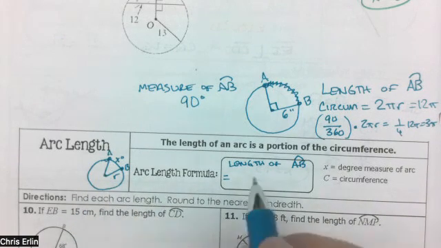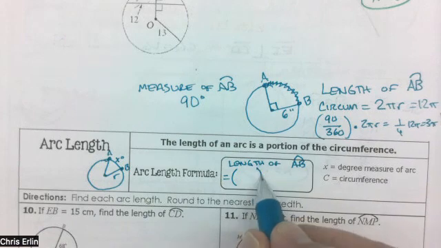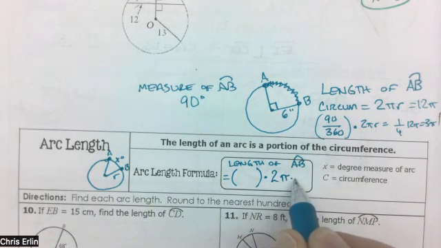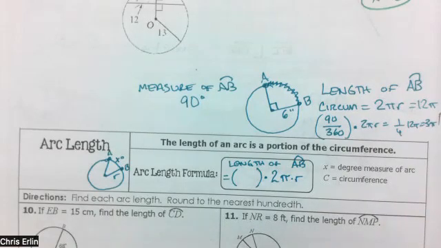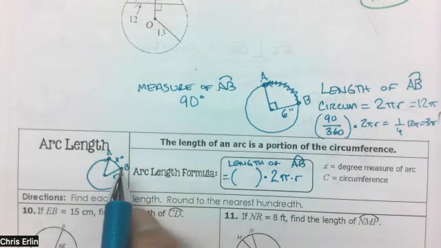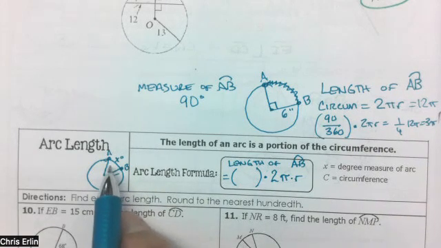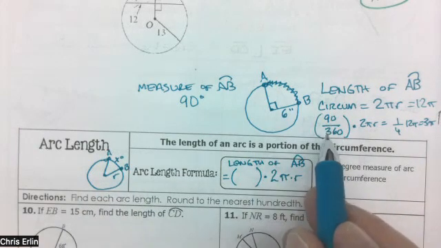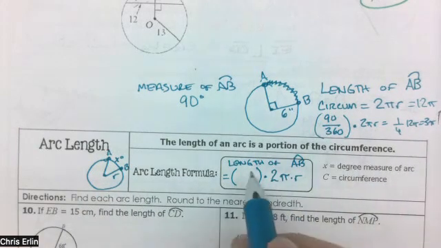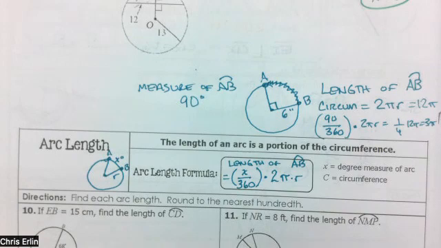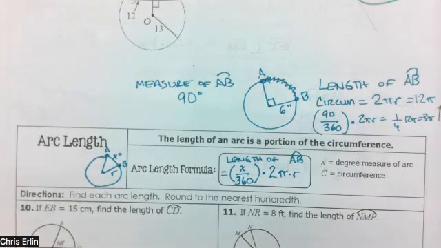Well, the whole circumference is how much? Two pi r. But we don't want the whole circumference. How much of it do we want? The degree out of 360 work. That fractional part of it.